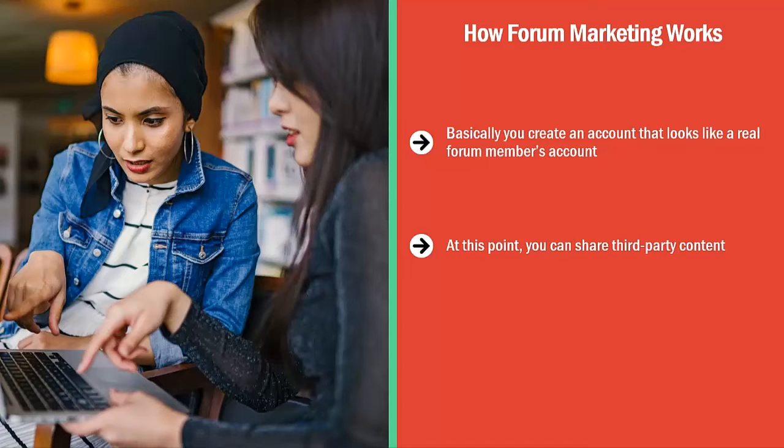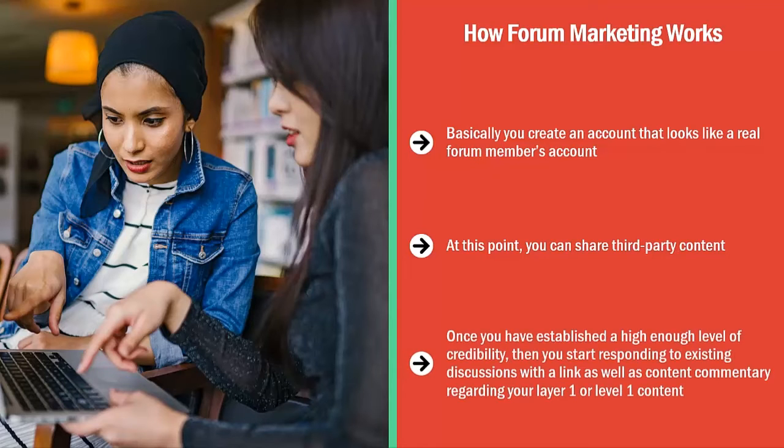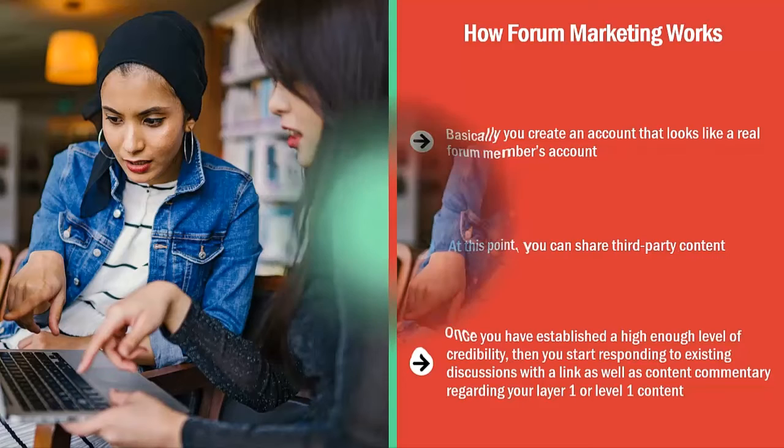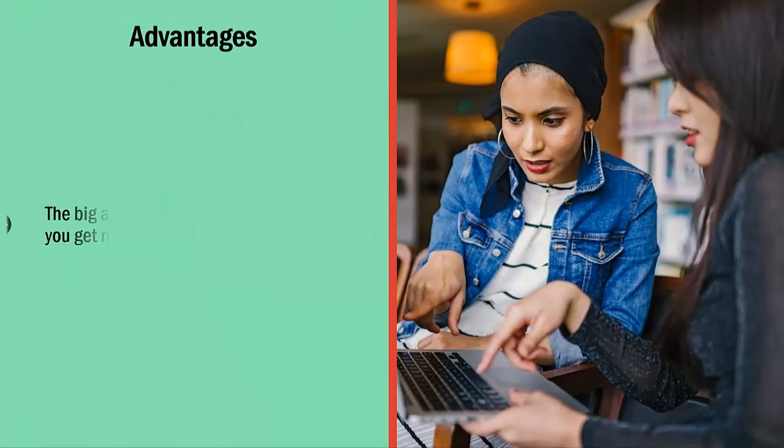When you do this, you become an even bigger expert. People start to look at you as an authority. Once you have established a high enough level of credibility, then you start responding to existing discussions with a link as well as content commentary regarding your Layer 1 or Level 1 content. Eventually, you should be able to have enough clout on the forums you're marketing to start discussions that directly talk about your own resources.